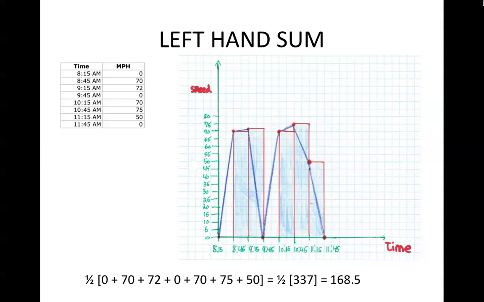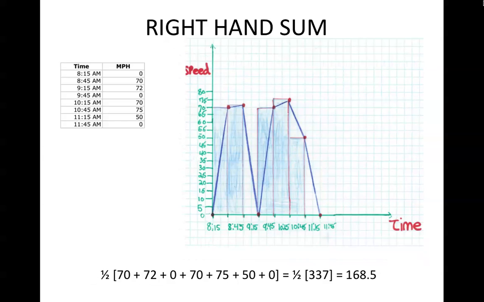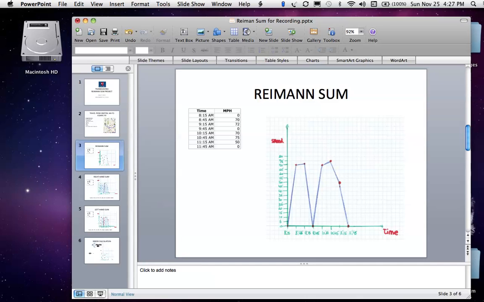So when you look at the left and right hand sums, we're going to add them up and divide by 2. That's clearly going to end up being 168.5 for the average distance traveled. That's what we're ending up with, and that's how you calculate the distance to Albany using Riemann sums.